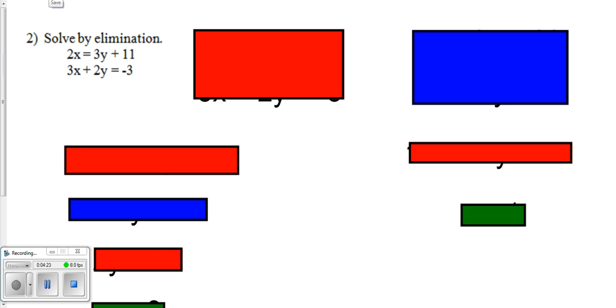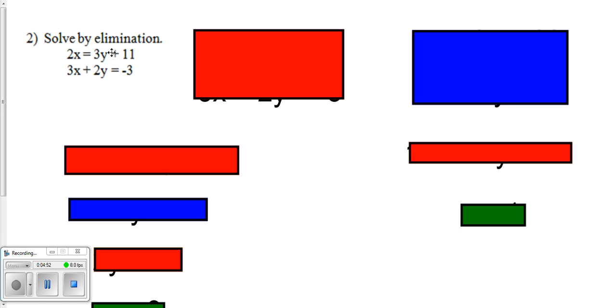So let's look at another example, solving by elimination. Again, with all of these kind of odd values in front of our variables, 2 and 3 and 11 here, and 3 and 2 and a negative 3, we don't want to try substitution because they're just not good numbers to divide by and to try to get any of our variables alone. So instead of trying to get one variable alone, let's just match our variables up and cancel them out.